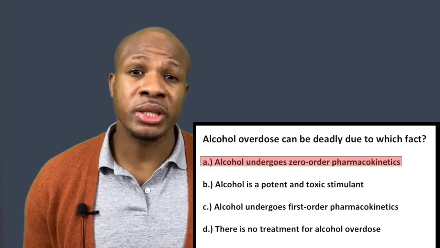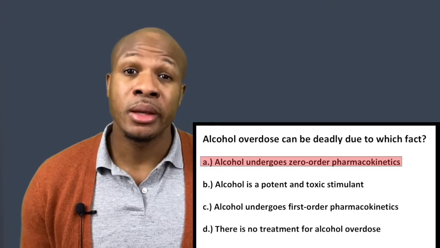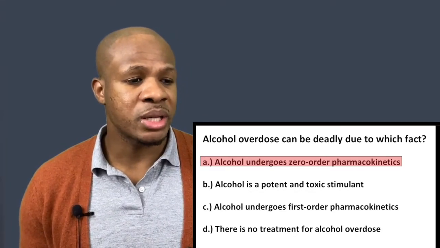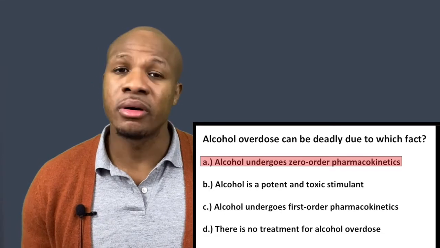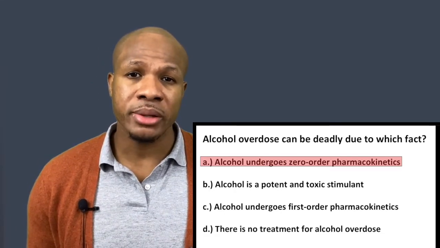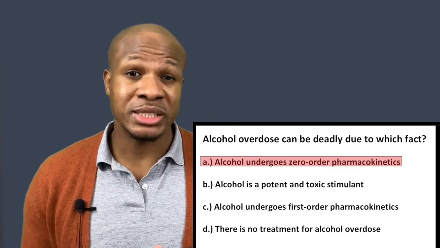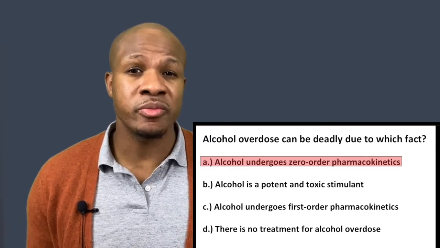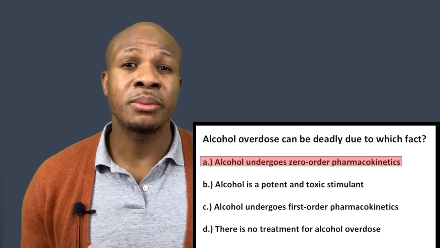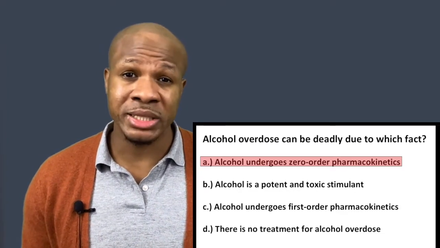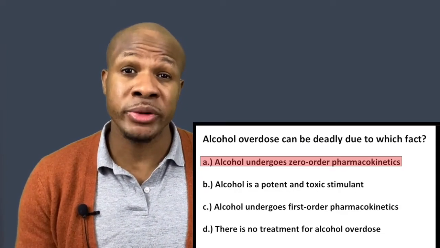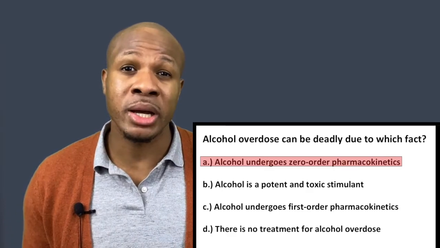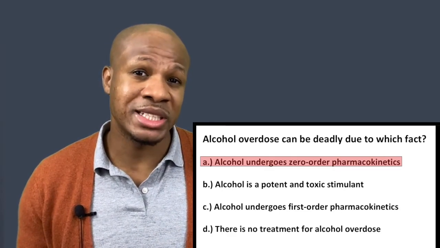Just to make sure that we pick the right answer, let's look at answer choice B. B says, alcohol is a potent and toxic stimulant. Right off the bat, this is wrong, right? Because alcohol is not a stimulant. Alcohol is a depressant, which confuses a lot of people because when people drink, they become less inhibited. What alcohol does is it depresses the inhibitory effects of the brain. So that's why alcohol is not a stimulant, it's a depressant.